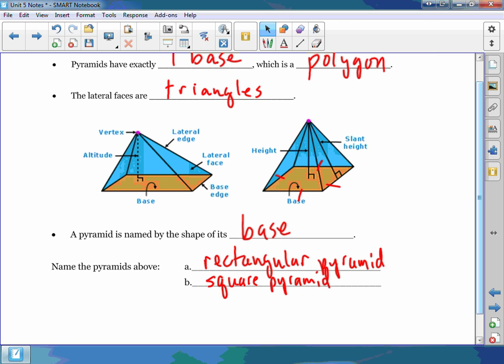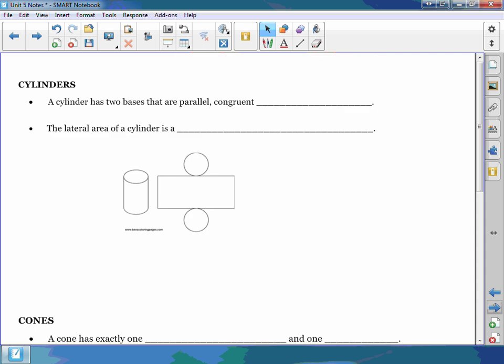Cylinders and cones are pretty quick, pretty easy. A cylinder has two bases that are parallel congruent circles. The lateral area, meaning the non-base area of a cylinder, is what? So I have my cylinder here. So I'm talking about this rounded portion. What is it, Paige? It's a rectangle.